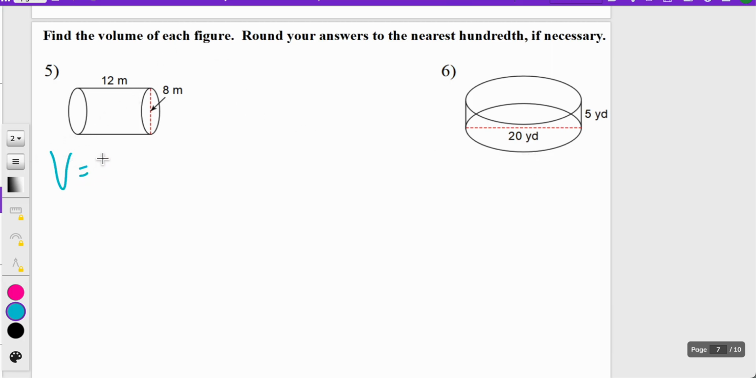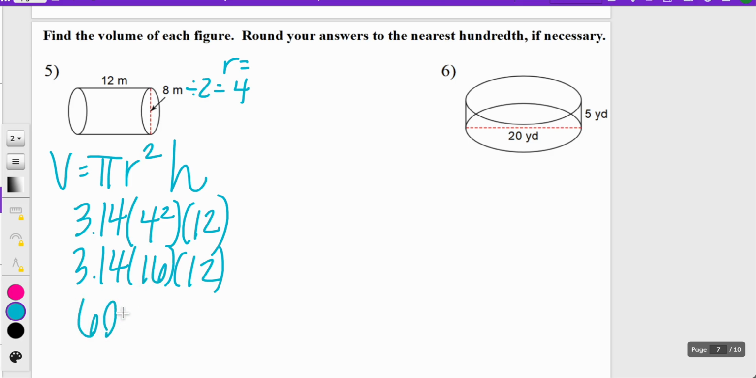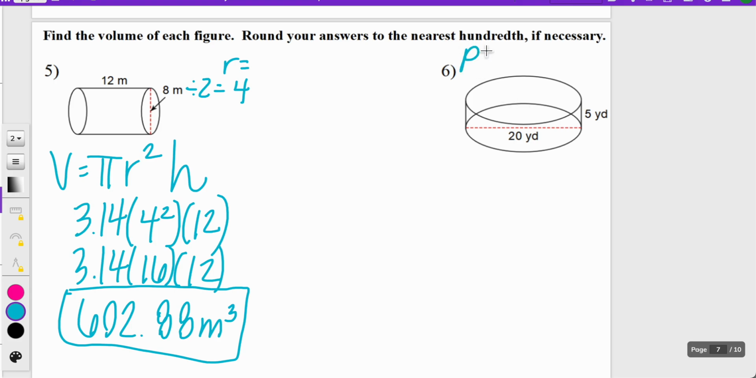Let's go ahead and try number 5 together. So volume is pi times radius squared, that's area of your base, times the height. So we're going to do 3.14 times the radius. I'm just going to divide that diameter by 2, so my radius is 4, so that'll be 4 squared times the height, which is 12, or 3.14 times 16 times 12. So let's type that in our calculator. 3.14 times 16 times 12. I'm getting 602.88 meters cubed.